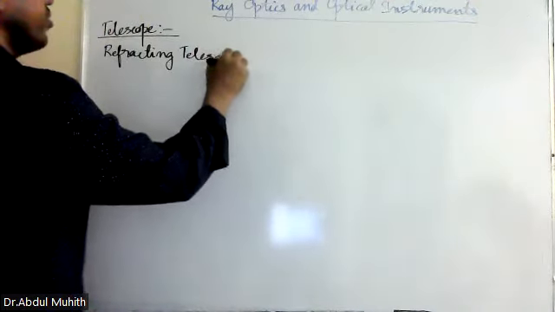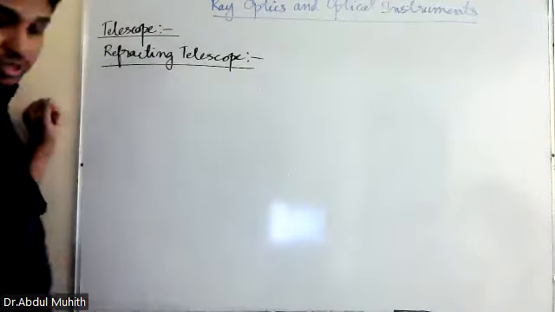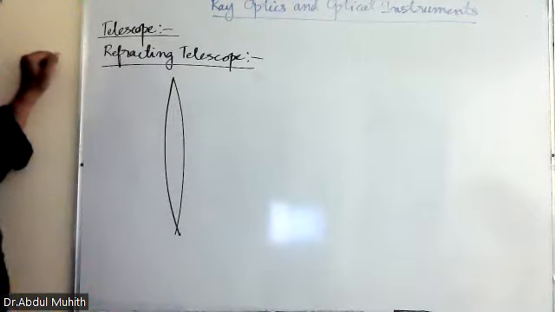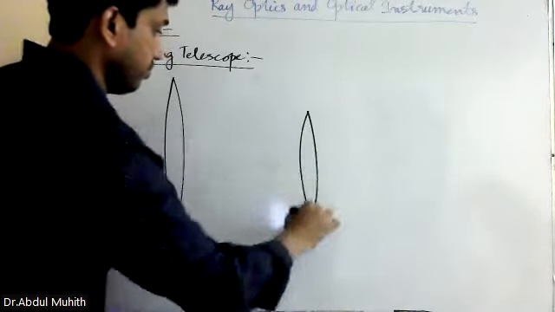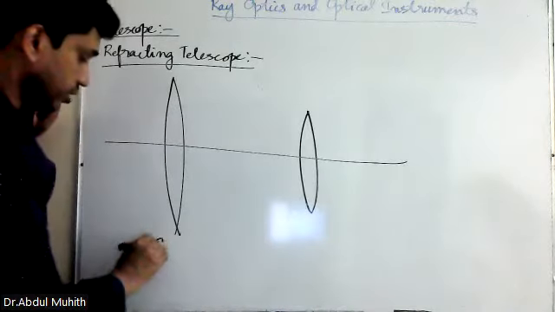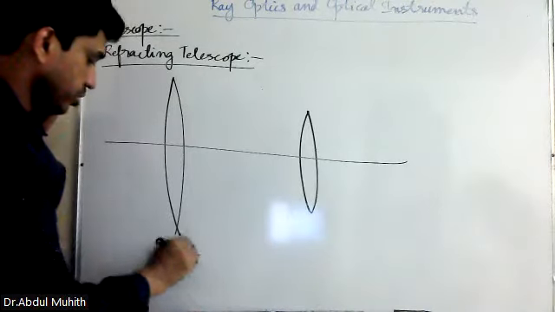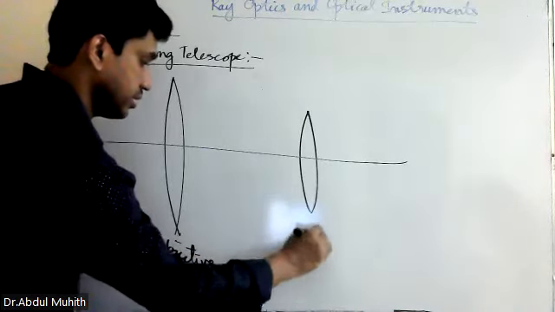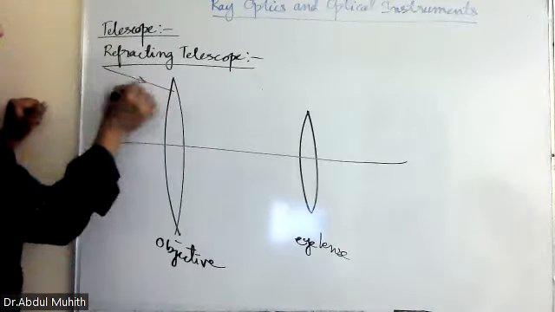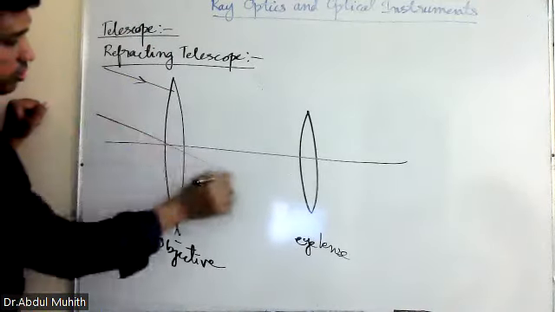In the telescope, we have the refracting telescope. Same thing, we have two lenses. Here the objective is big and the eye lens is very small. Why? The reason is to capture more light. So this is the objective and this is the eye lens. There are two rays, one from here and one going from here.